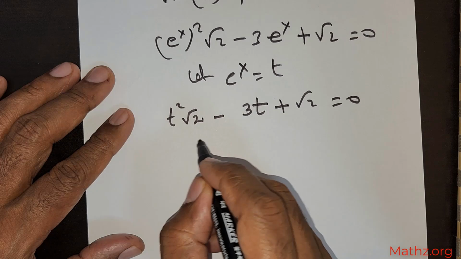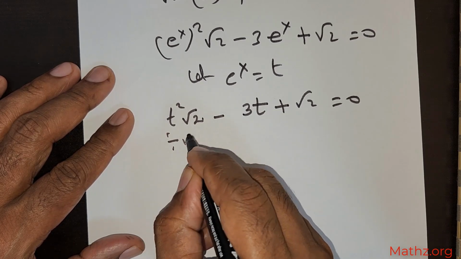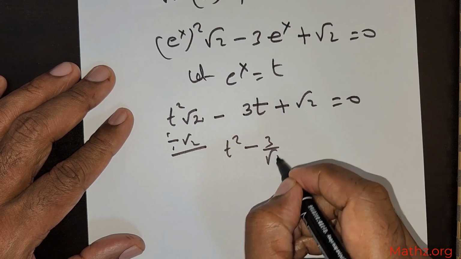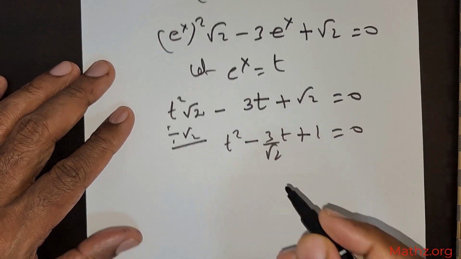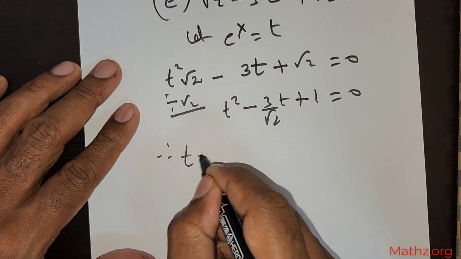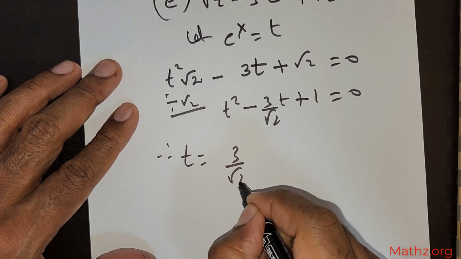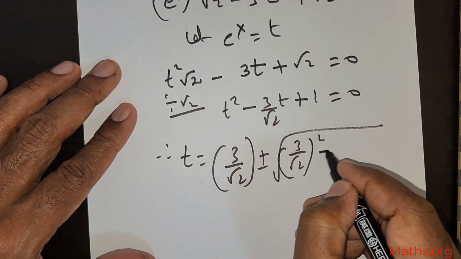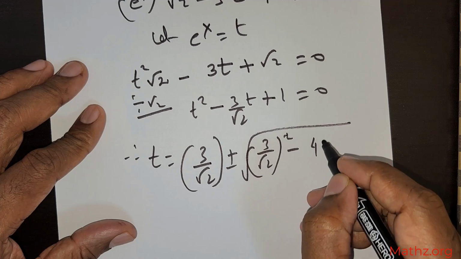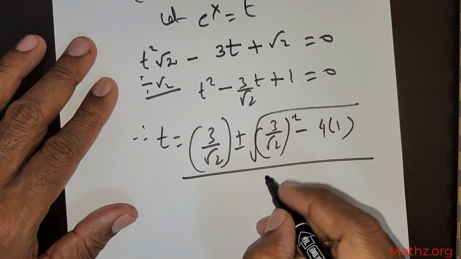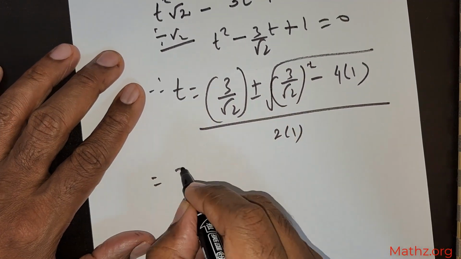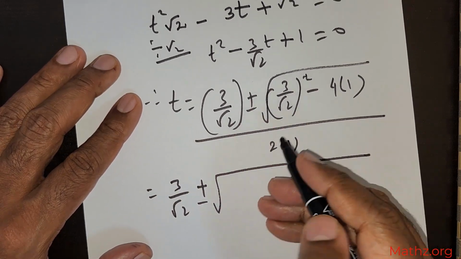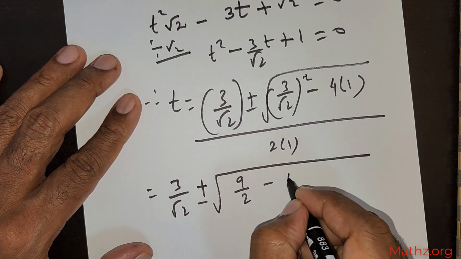So if I were to divide everything by root of 2, this is going to give me t squared, negative 3 over root 2 times t, positive 1 is equal to 0. So therefore the value of t is equal to 3 over root 2 plus or minus root of 3 over root 2 the whole square, negative 4 times a times c divided by 2 times a. So this is going to be 3 over root 2 plus or minus root of, now this is 9 over 2 negative 4.